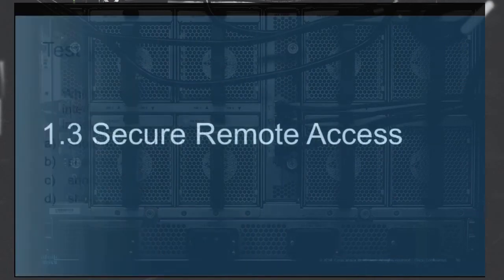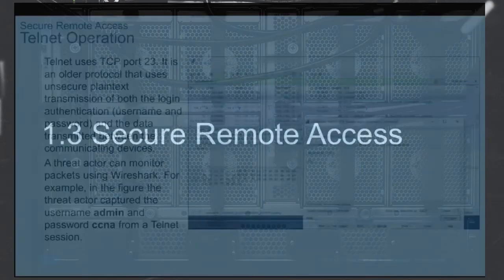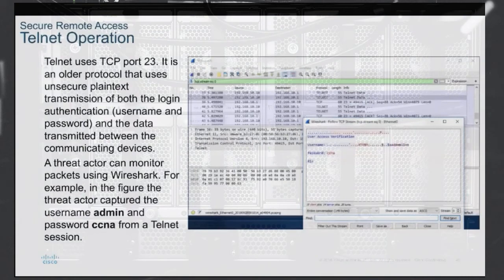Let's check the secure remote access. The SSH and the telnet issues we would be understanding in that. So what's a telnet operation? Telnet is a terminal emulation software. It's used for remote connectivity, but it's not very secure. It uses TCP port 23. It is an older protocol that uses unsecure plain text transmission for both the login and the authentication.